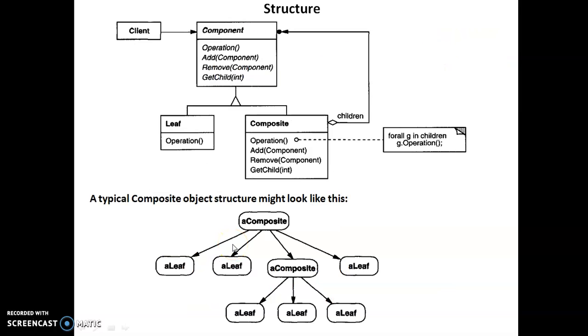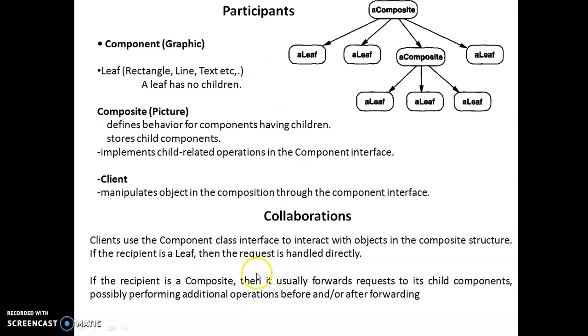So structure, as we have already noted here. The client has one operation. These two are the parent and child classes, and it makes use of the services of a component, and the same thing is shown in a hierarchical manner. Participants: here also composite picture, by taking a picture as an example, this is being explained. Collaborators: clients use the component class interface to interact with objects in the composite structure.